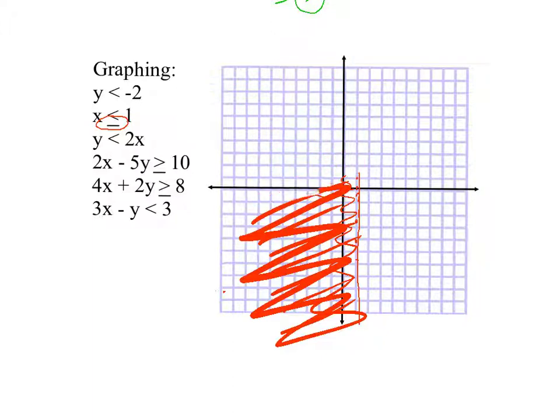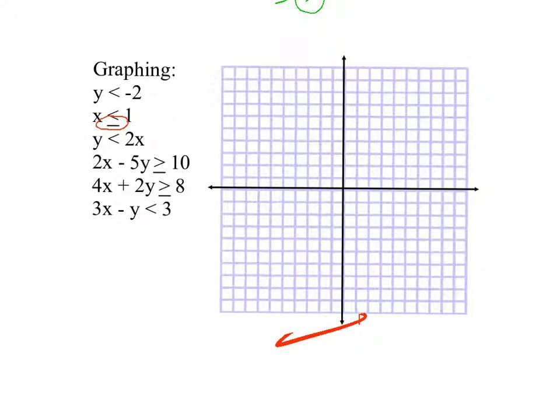Okay, let's get on to the real lines. So next we have, I'm tired of red. Let me change the color here. Let's see.